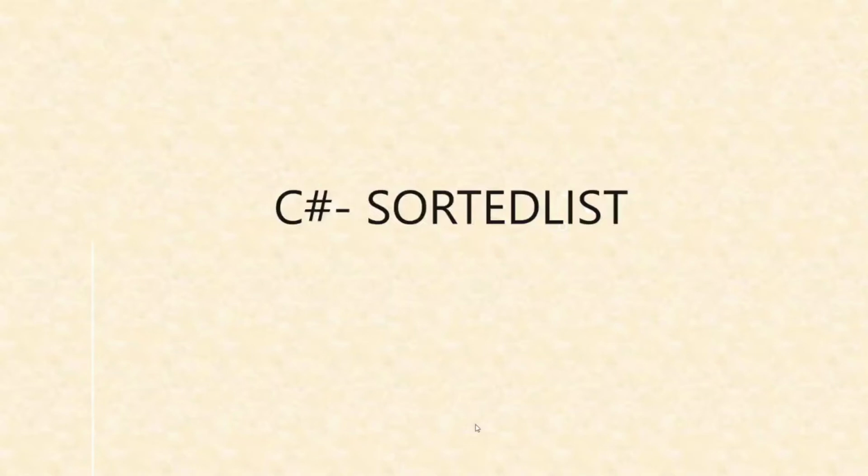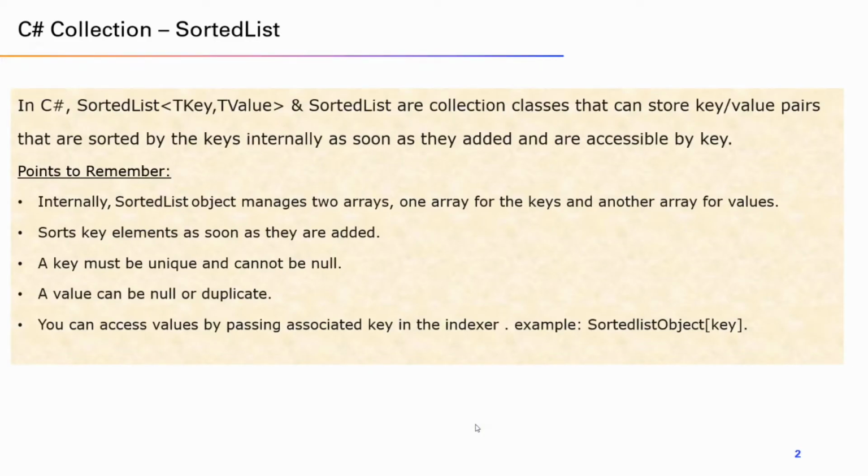Hi all, let's see SortedList in C#. In C#, SortedList is a collection class that can store key and value pairs. Internally, a SortedList object manages two arrays, one array for keys and another array for values. Key elements are sorted internally as soon as a new item is added to it.